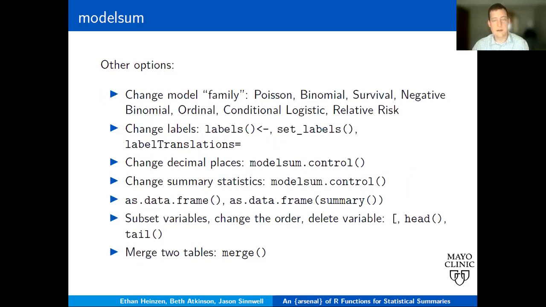As with tableby, there are lots of other options. You can change the model family to be Poisson, binomial, a survival model, etc. You can change the labels, the decimal places, the summary statistics. You can convert it to a data frame. And you can also subset variables, change their order, delete them, and merge two tables.